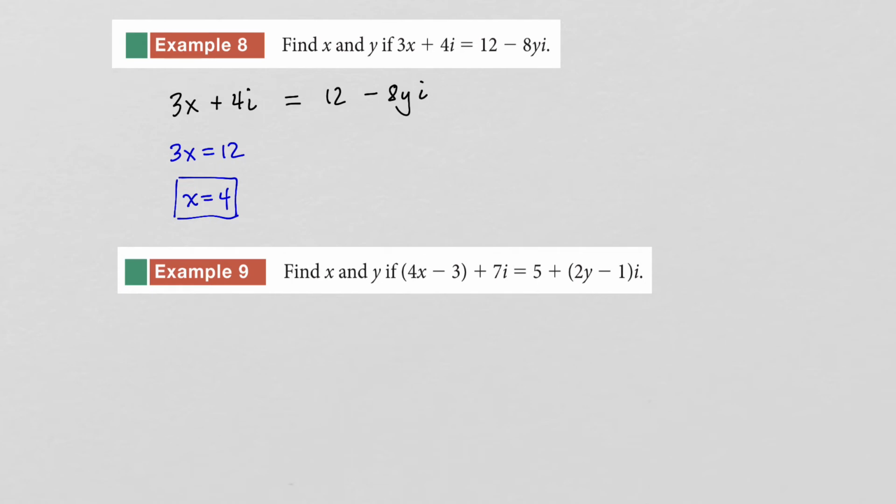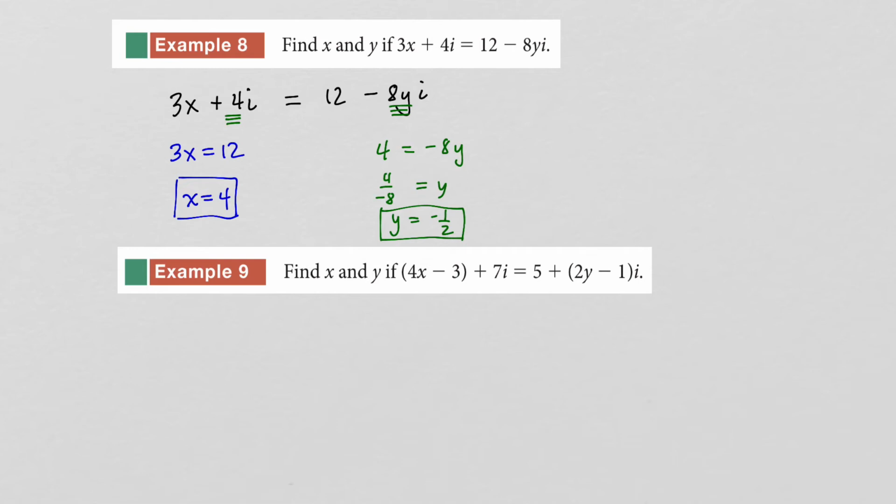For the imaginary part, the imaginary part on the left side is the number 4, and the imaginary part on the right side is the number negative 8y. So 4 would have to be equal to negative 8y, and if you solve for y by dividing both sides by negative 8, we end up getting y is equal to negative 1/2.